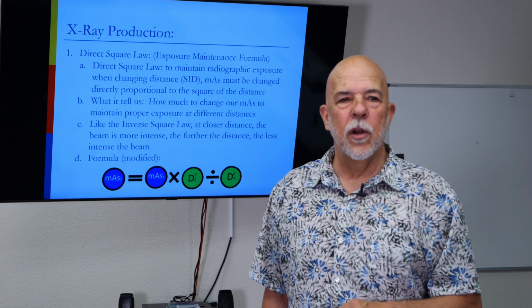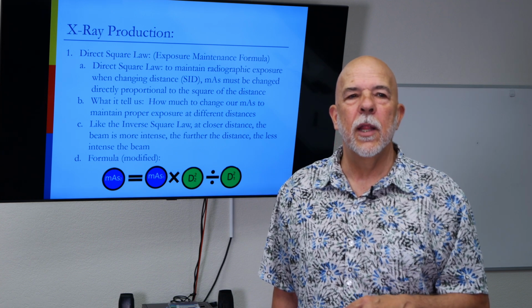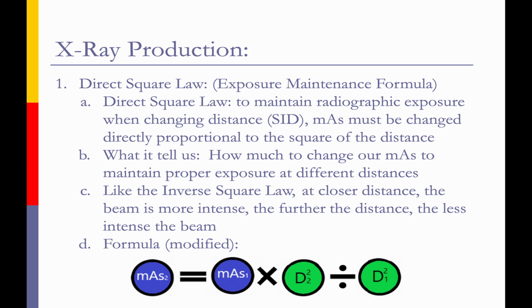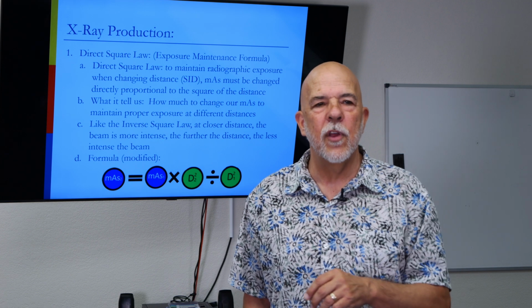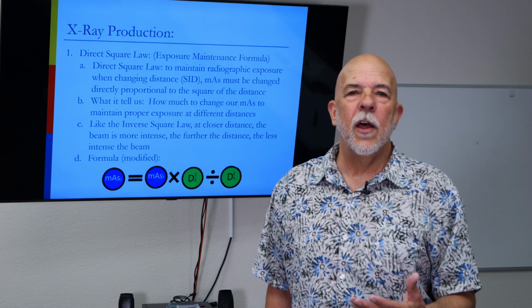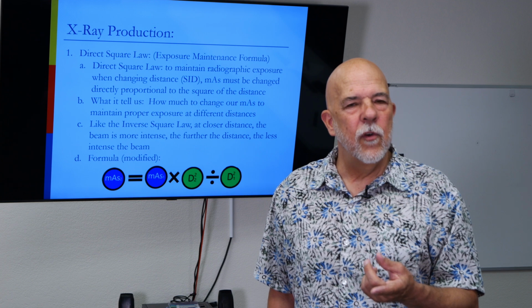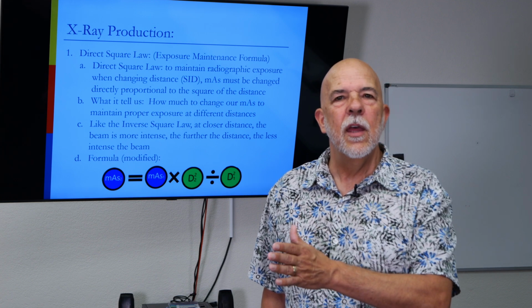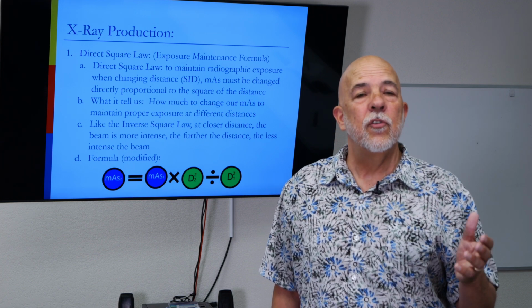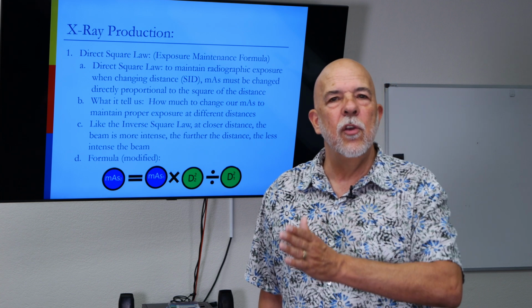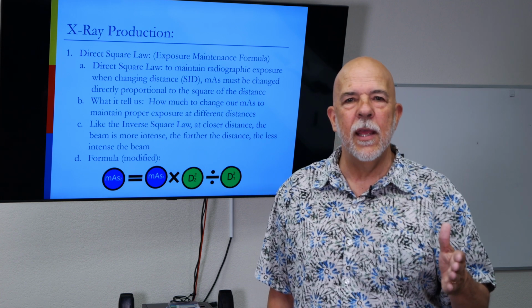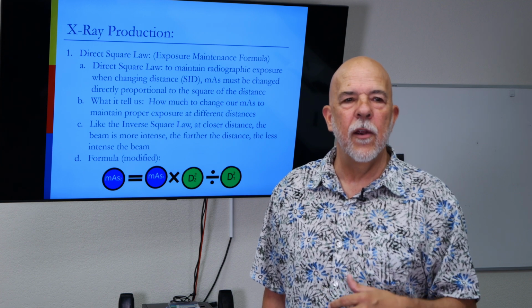Going on to the direct square law, or the exposure maintenance formula. So the direct square law states that to maintain radiographic exposure when changing SID or your distance, the mA must be changed directly proportional to the square of the distance. Again, perfectly clear the first time you're hearing it. So what this tells us is, now remember the inverse square law. If we change our distance, the beam is less intense. So to correct that, we have to use more mass to get the same intensity in our specific exposure area.